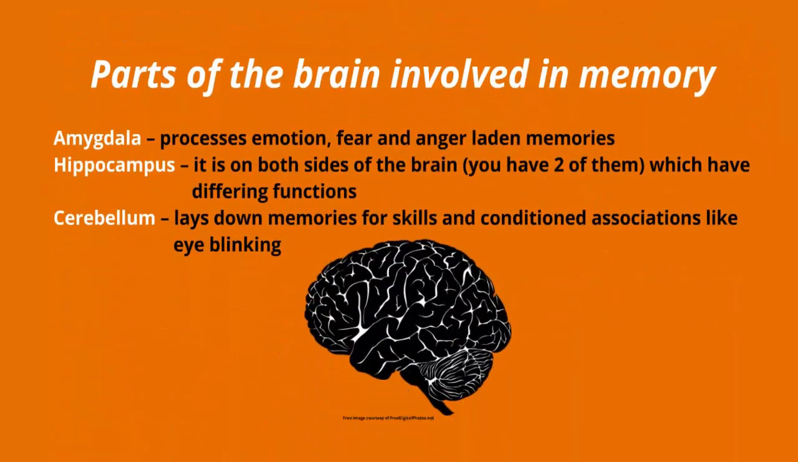What parts of the brain are involved in memory? The amygdala is one of the most important because that is where we process emotions such as fear and anger-laden memories. And remember that it is easier to attach a strong emotion to a strong memory. The hippocampus, located on both sides of your brain, has differing functions, and that's where new explicit memories are laid down. And the cerebellum tends to lay down memories for skills and some conditioned associations.